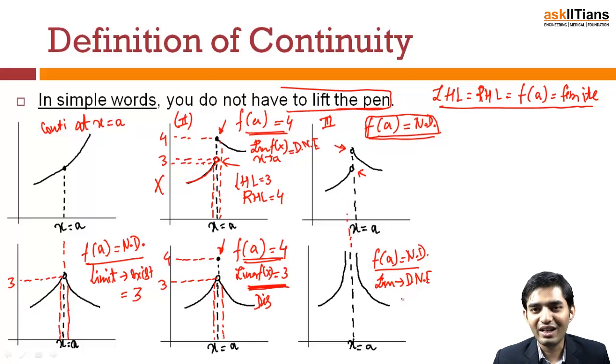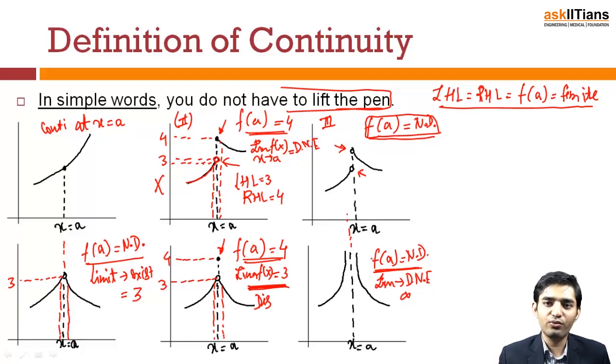So limit is not finite, right? It should be a finite quantity also. So in this case I will get infinity, which means does not exist. So limit also does not exist and the function is also not defined. Okay, so both are not going in favor of us. So this will also be a discontinuous function.